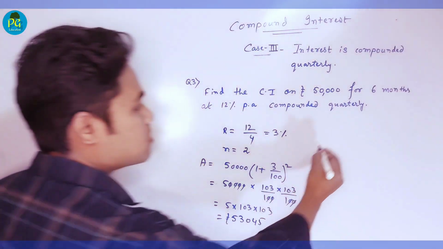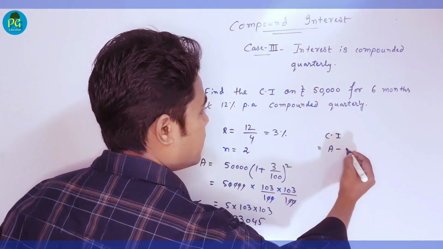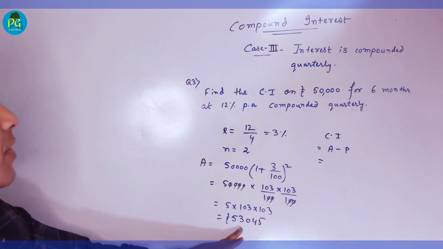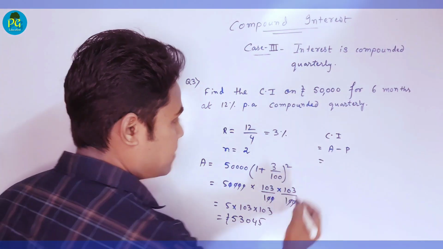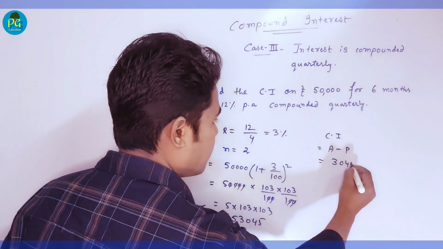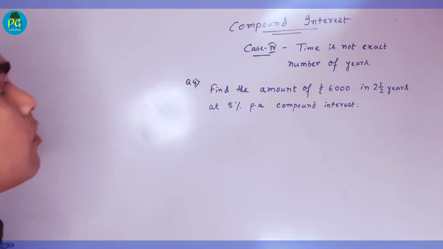So our question is to find out only compound interest, not the amount. So what will be our CI? Equal to amount minus principal. Amount is 53,045 and principal is 50,000. So our CI is 3045 rupees. This is our answer. Understood? Now case number 4.